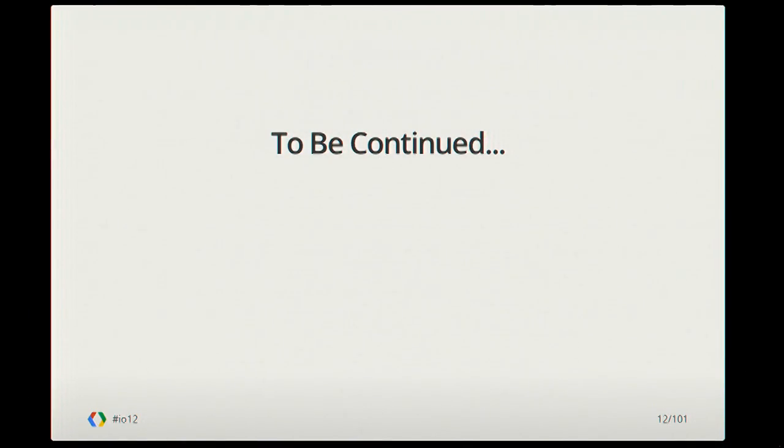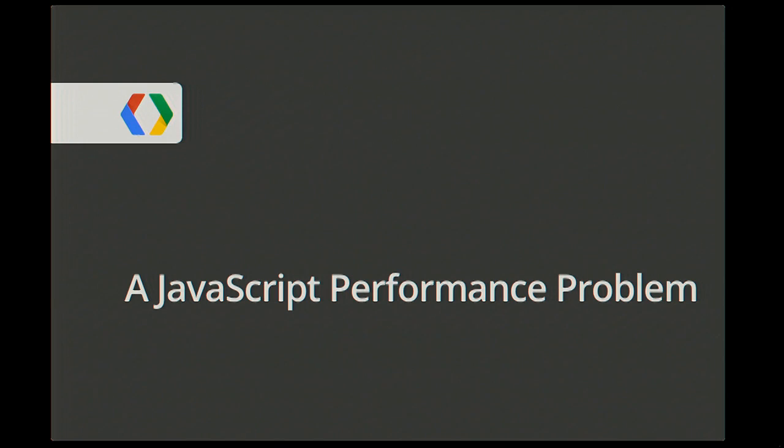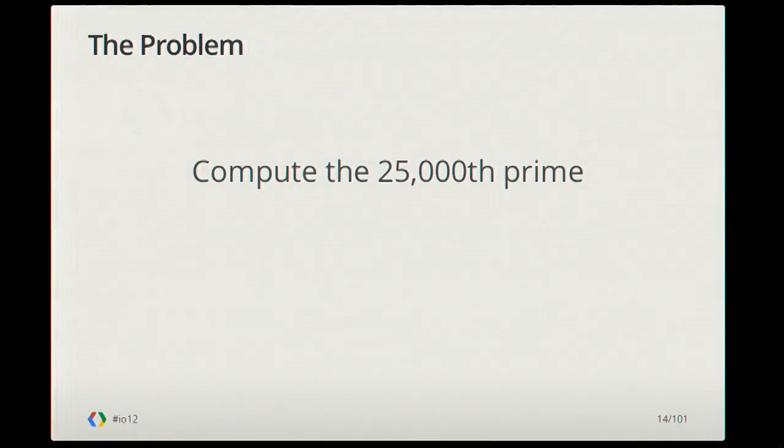Now, I hope you never are in a situation like that, where your life depends on applying the checklist. So why don't we go to an example which talks about a less life-threatening performance problem. Let's talk about JavaScript. So I have put together a sample problem that I'd like to talk about throughout the course of this talk. It is a toy problem that I've come up with, but I think it's representative of some of the performance problems that you might face in your own code. And the problem is to compute the 25,000th prime.